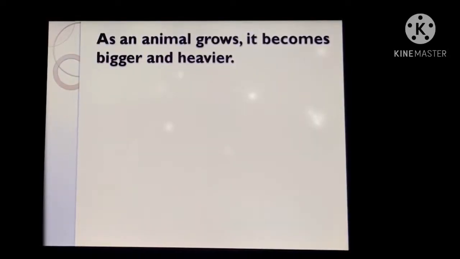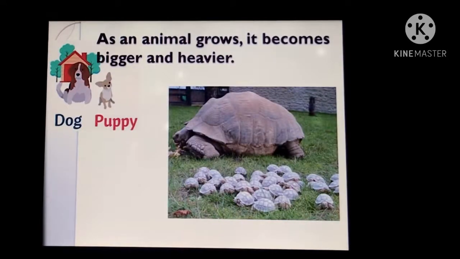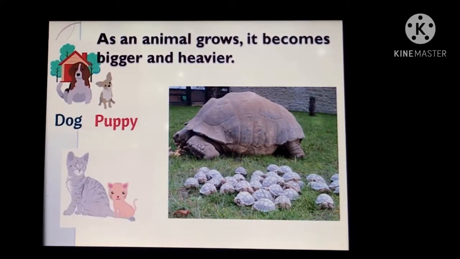All animals grow. They change in size and weight. As they grow, they become bigger and heavier. First, for example, we have the puppy, it becomes a dog. We have here the baby turtles and the mother. And another is the kitten and the cat.